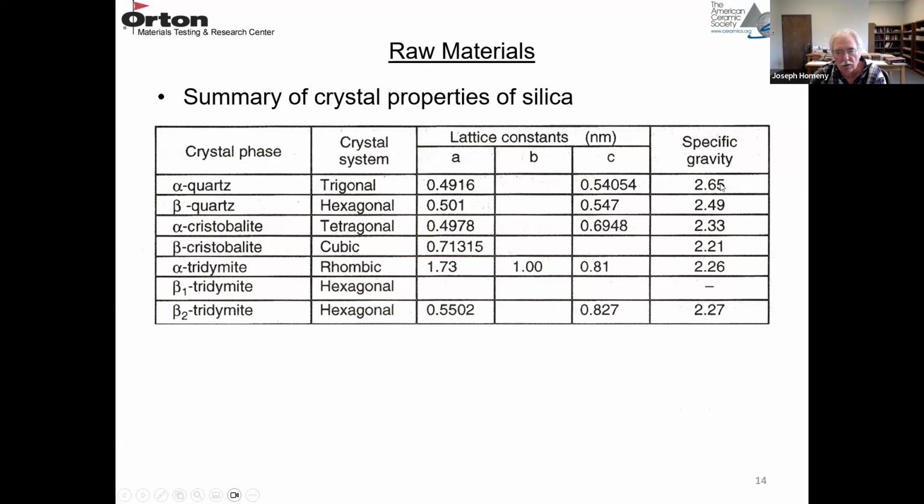So you can see quartz in the alpha form is 2.65. That's grams per cc. Then when you transform to beta quartz, it's 2.49. So it's a lower specific gravity. That's where you have that volume expansion. And the same thing, you can look at alpha to beta cristobalite, 2.33 to 2.21. So there's a density decrease or a volume increase.